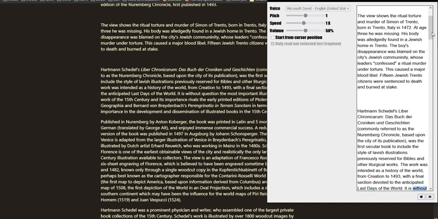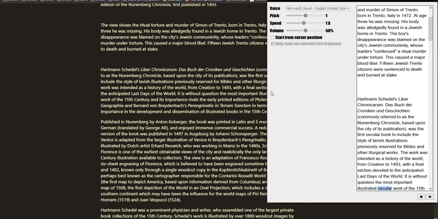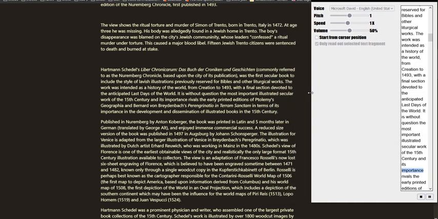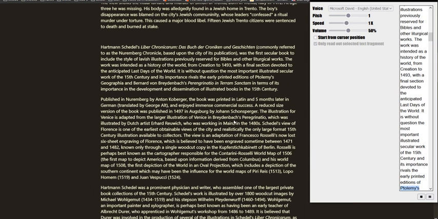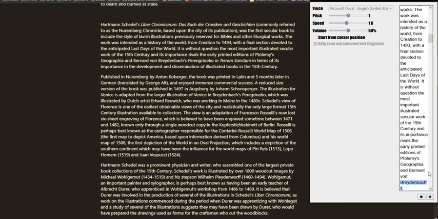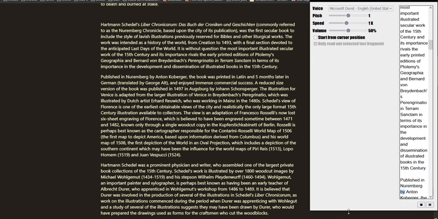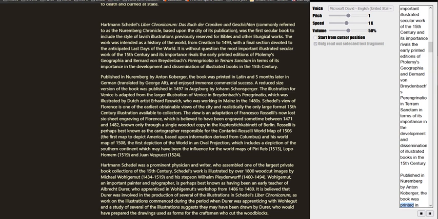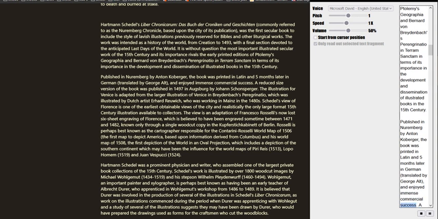It is without question the most important illustrated secular work of the 15th century, and its importance rivals the early printed editions of Ptolemy's Geographia and Bernhard von Breydenbach's Peregrinatio in Terram Sanctam in terms of its importance in the development and dissemination of illustrated books in the 15th century. Published in Nuremberg by Anton Koberger, the book was printed in Latin and 5 months later in German, translated by George Alt, and enjoyed immense commercial success. A reduced-size version of the book was published in 1497 in Augsburg by Johann Schönsperger.